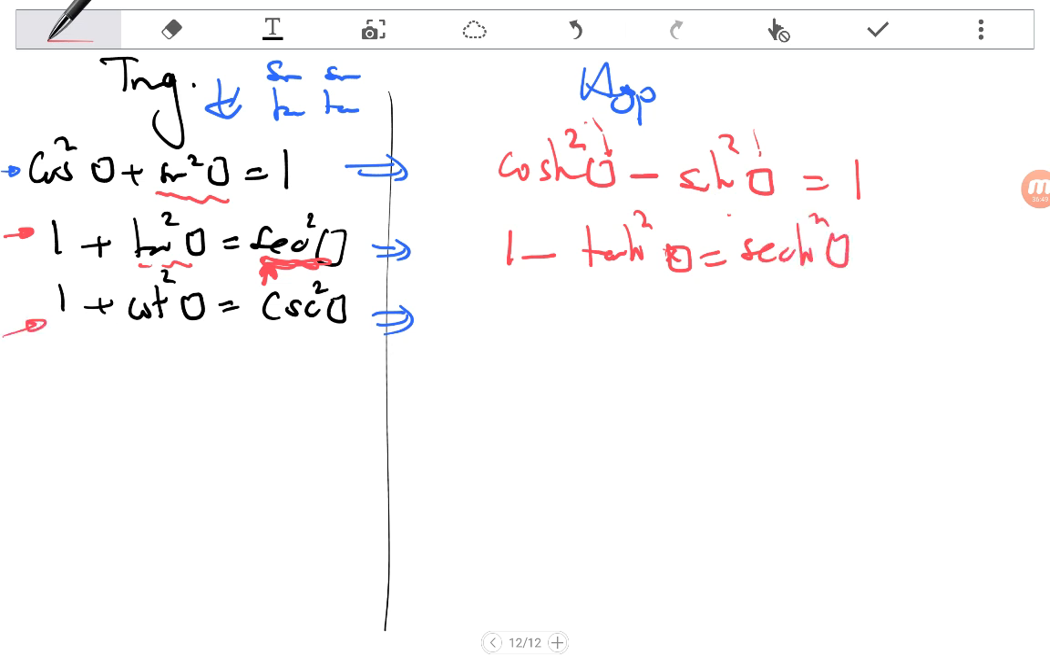Now for that third rule, what about this one? Do I have two tans multiplied or two sines multiplied by each other?